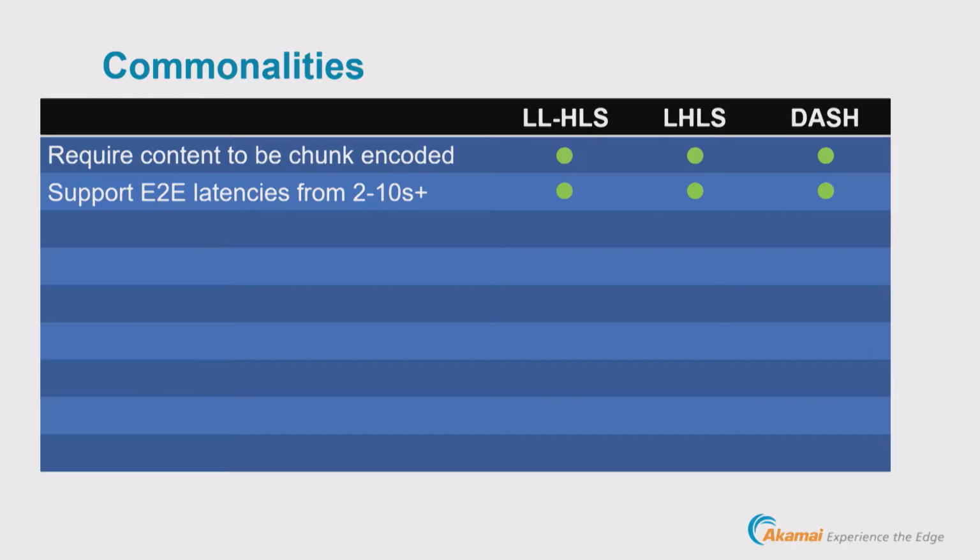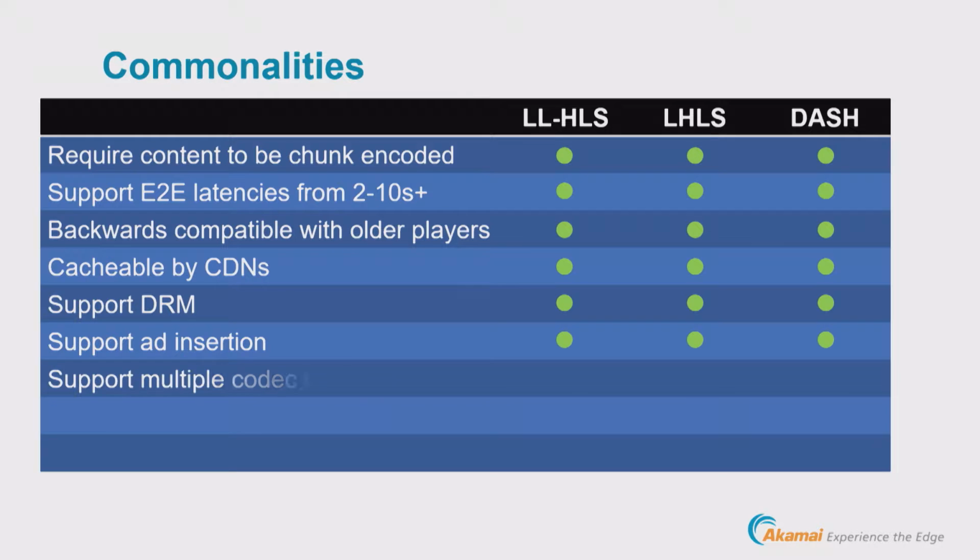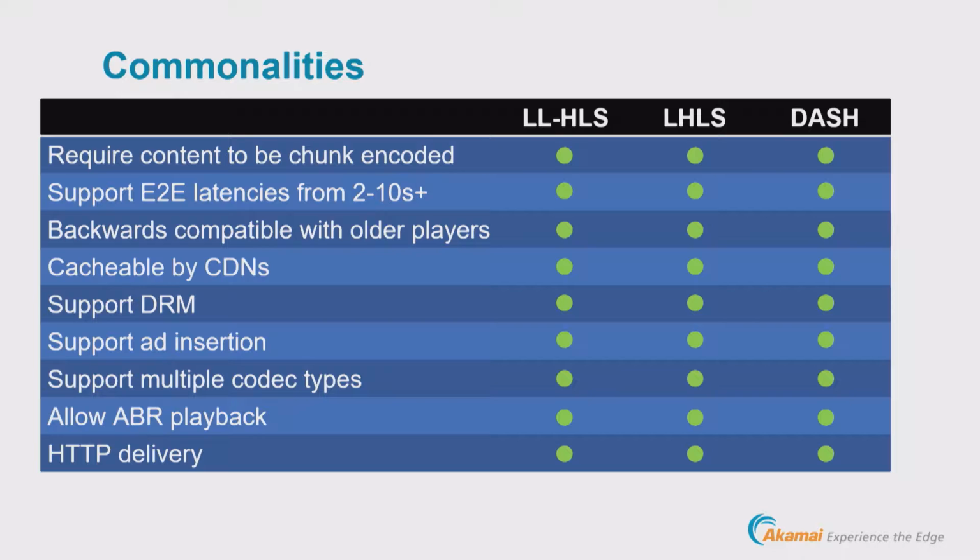End-to-end latencies, 2 to 10 seconds and up. They're all compatible. Are they backwards compatible with older players? Yes. Are they cacheable by CDNs? Do they use HTTP for deployment? All 3 do. Do they support DRM? Yes. Do they support ad insertion? Yes. Now, in theory, they support ad insertion. Obviously, there are not a lot of working implementations at low latency today, but the definition of the protocol allows it. Do they support multiple codec types? Indeed, they do. They allow ABR playback, and all focus on HTTP delivery. So on the surface, then, they appear remarkably common in both their capabilities and the transport that they use.